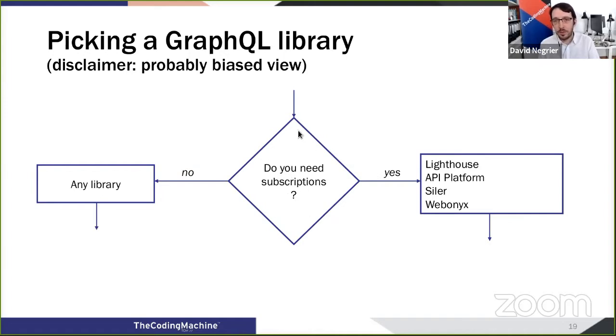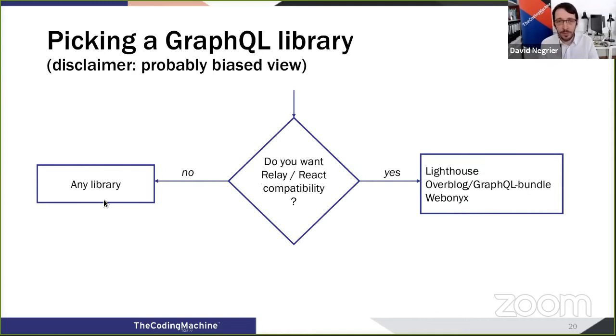Then there is a question, do you need subscriptions? If you want to do things in real time, then you have to pick a library that supports subscriptions. There are not many out there. It's Lighthouse, API Platform, Siler, or Webonics. Otherwise, you can choose any library.